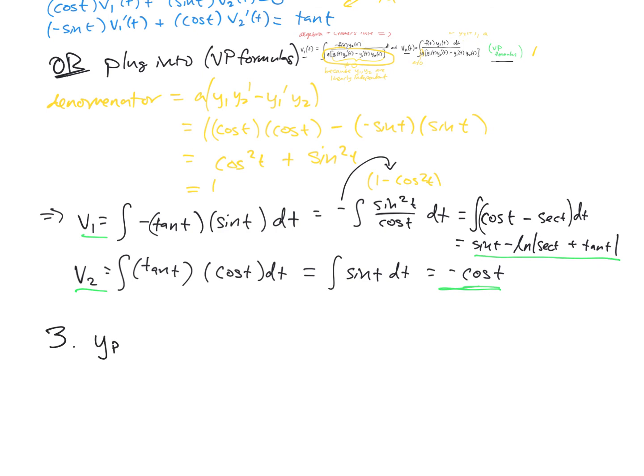So now our step 3 is basically our answer. So we just plug in what we got. Yp of t equals v1 y1 plus v2 y2. So that's v1 is sine t minus ln secant t plus tangent t, times y1 was cosine t, plus minus, I guess, cosine squared, or cosine times sine.